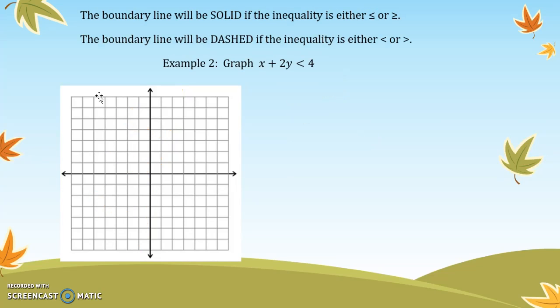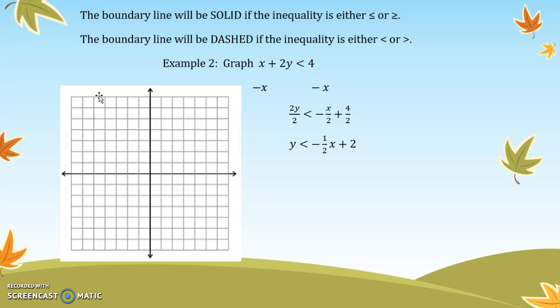Let's try another one. Let's try x plus 2y is less than 4. Again, we want to get y by itself, so we first need to subtract x from both sides. That will leave us with 2y is less than negative x plus 4. But y isn't quite by itself yet. We need to divide everything by 2. So we end up with y less than negative half x plus 2. We know that our slope is negative half and our y-intercept is positive 2.